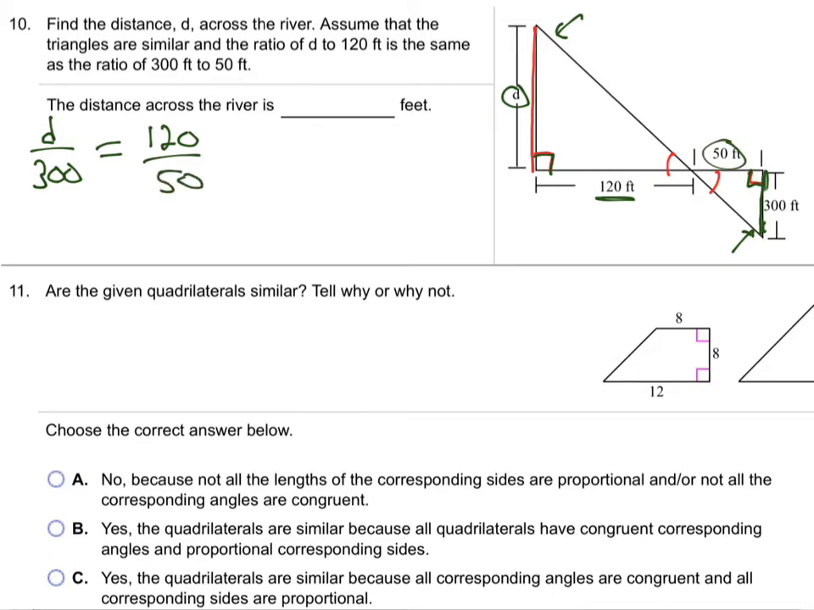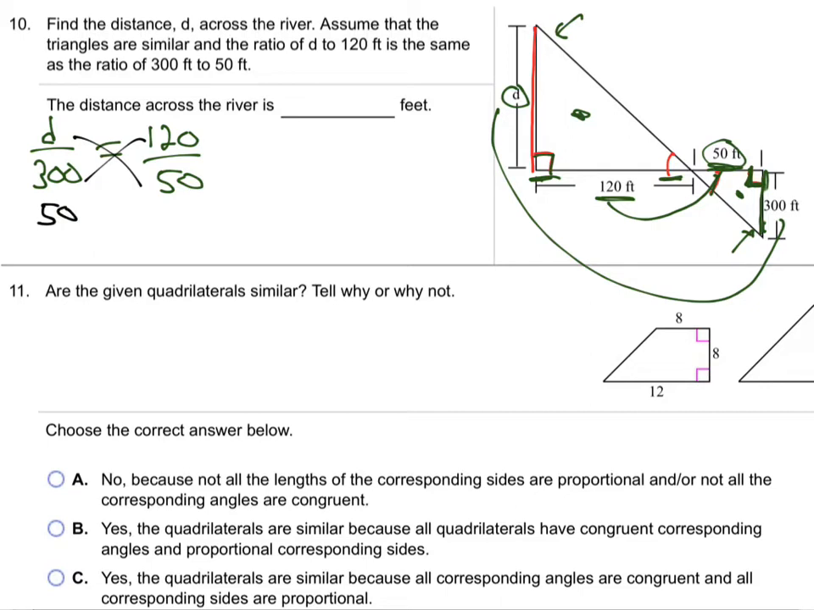Because they go together, don't they? Between the right angle and the single mark, that's the 50. And I went big triangle to little every time. D is to 300 as 120 is to 50. So there's my two equal fractions in similar triangles.